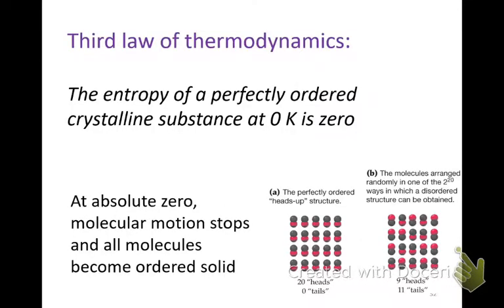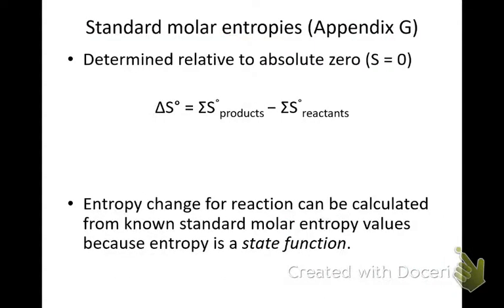The third law of thermodynamics tells us that the entropy of a perfectly ordered crystalline substance at 0 Kelvin, absolute zero, is 0. The idea is that at absolute zero, molecular motion stops, everything is perfectly ordered, and the entropy of everything is 0. So if we could determine the entropy of something relative to absolute zero, that would be the standard entropy for that stuff. We can tabulate a whole bunch of molar entropies, and you can find them in your textbook in Appendix G.